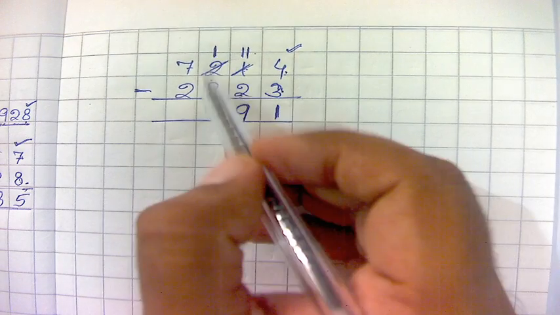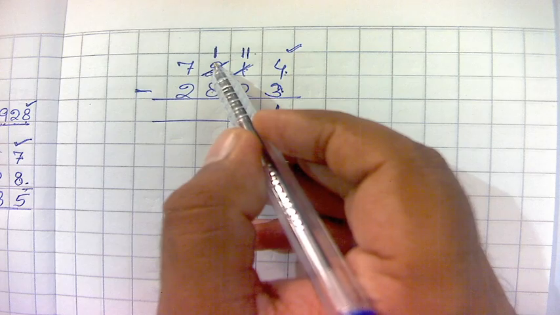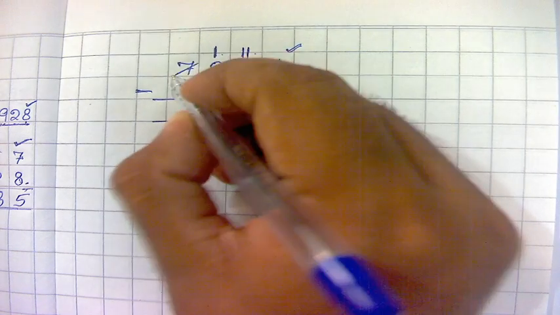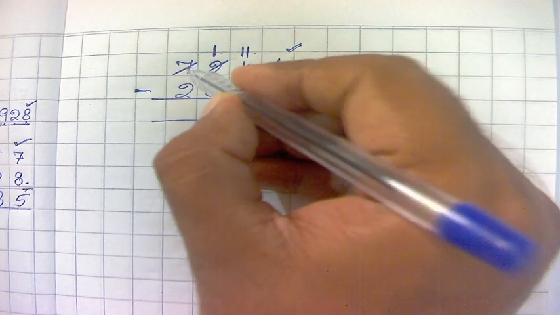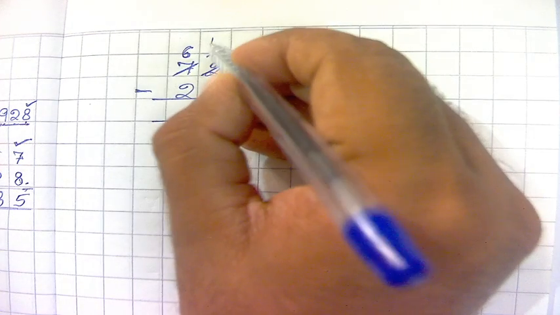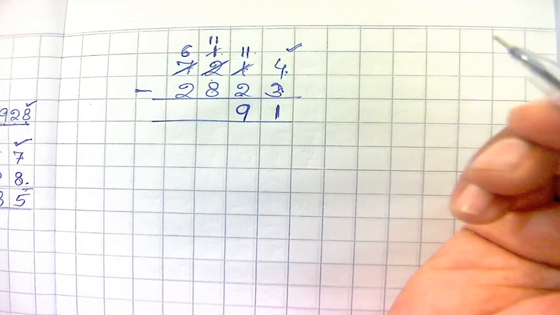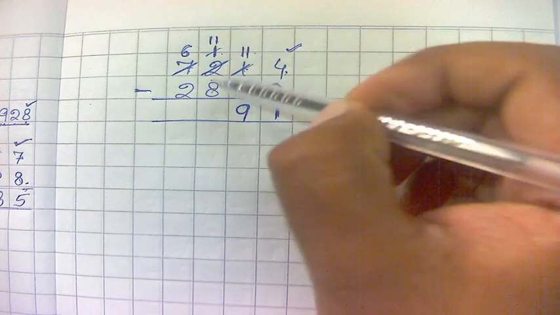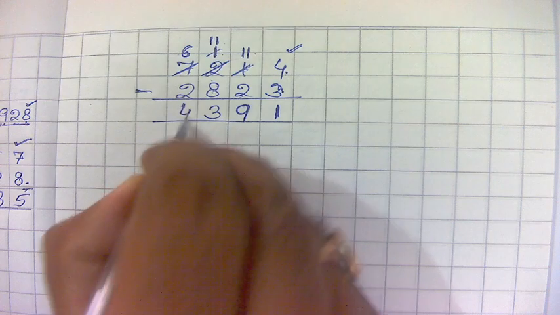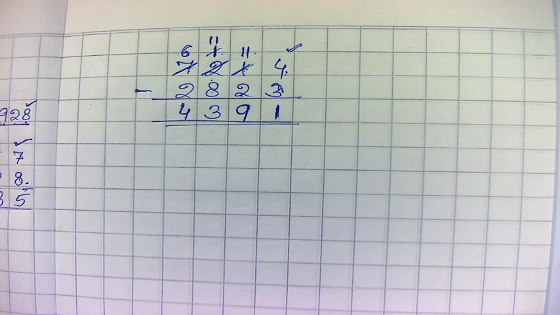Now again 8 cannot be subtracted from 1. So in order to subtract it, again we will borrow 1 from 7. So if you borrow 1 from 7, it is 6 here, and here it becomes 11. So 11 minus 8, it is 3, and 6 minus 2, it is 4. So this is the difference.